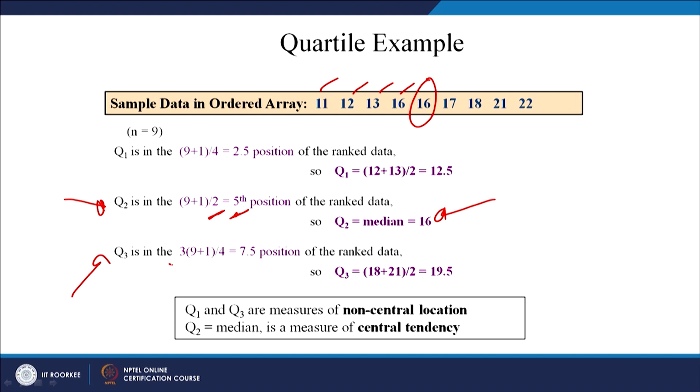Q3 is (n plus 1) into 3 by 4. So, this is 7.5, again a fractional half. So, we have to take the average of the 7th and 8th data points. First, second, third, fourth, fifth, sixth, 7th and 8th. 18 plus 21 divided by 2, so this is 19.5. So, we will say that Q1 is this, Q2 is this and Q3 is this. So, this is how you can find out quartiles.